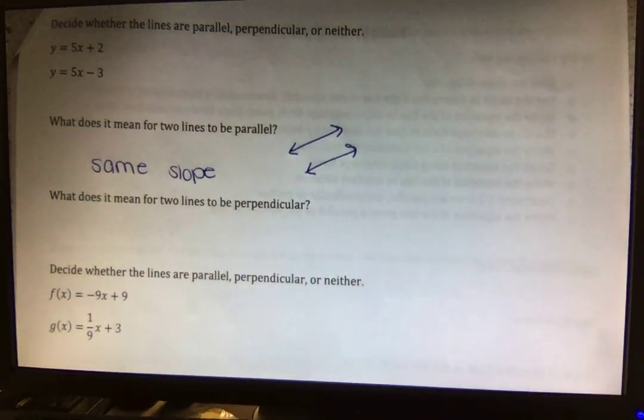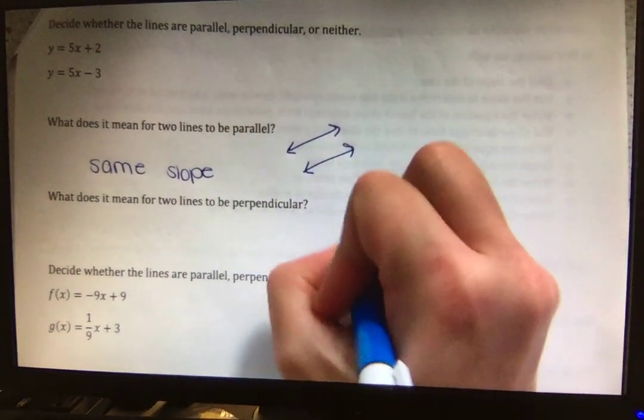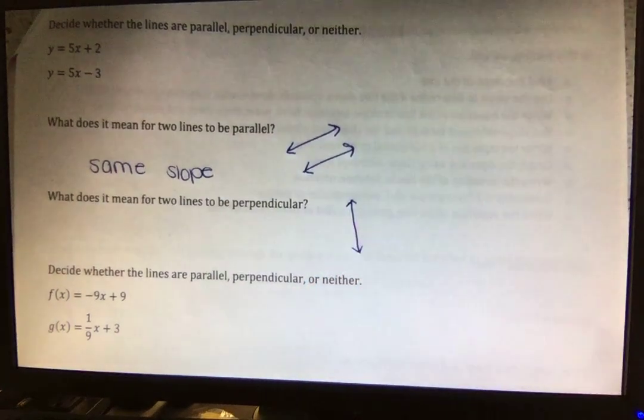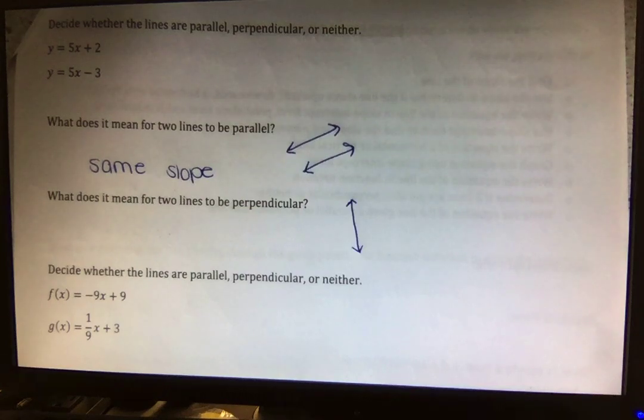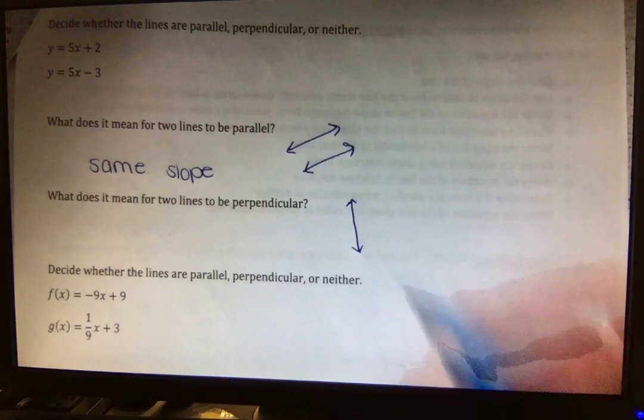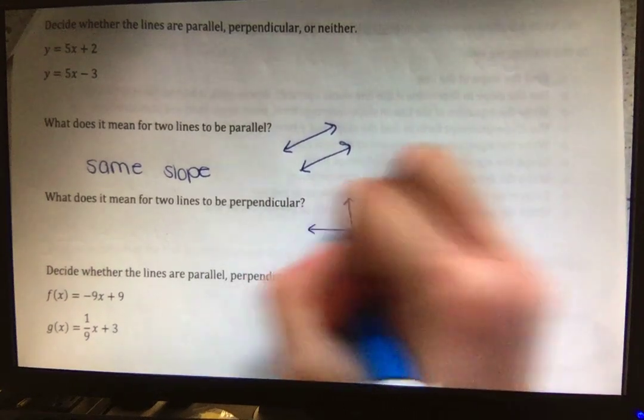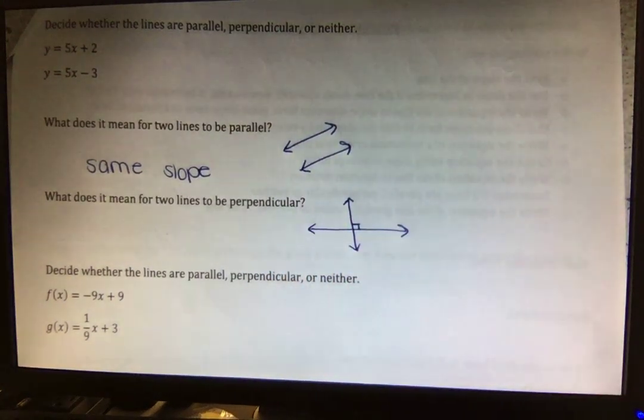For two lines to be perpendicular, what does that mean? They intersect how? Close. At 90 degrees, right. So they're hitting at 90 degrees, at a right angle. So in order to intersect at a right angle, what must happen for our slopes? They have to be opposites. Opposite means opposite signs. One's positive, one's negative.